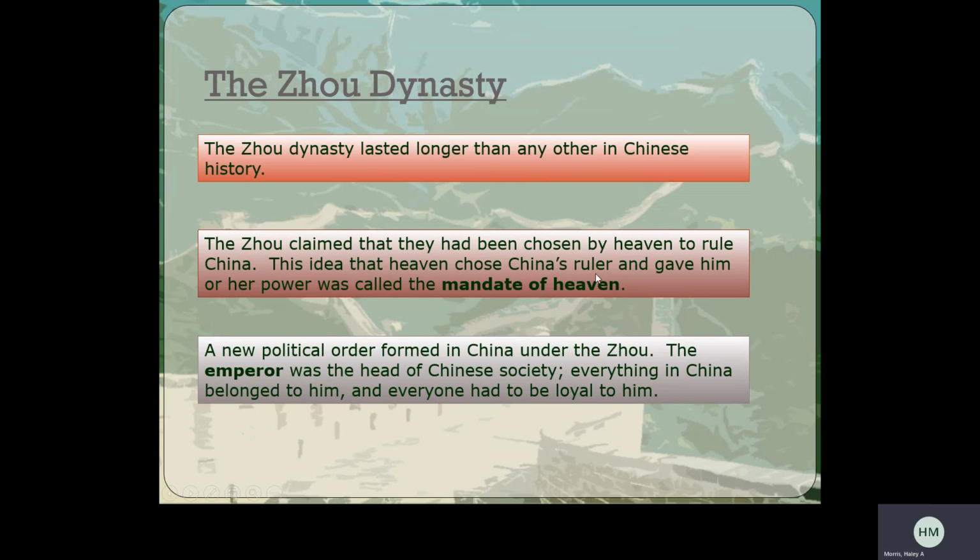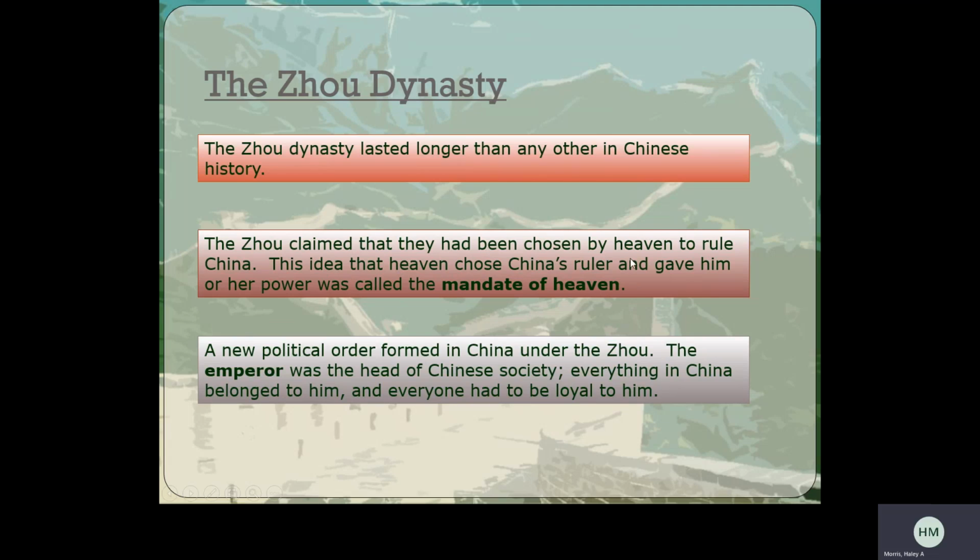They claimed that they had been chosen by heaven to rule China. This idea that heaven chose China's rulers and gave him or her power was called the mandate of heaven. So they believed that they were selected by heaven to be the rulers, and that is why they were able to overthrow the Shang. That's why they did that.